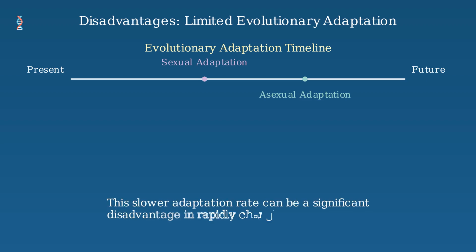This slower adaptation rate can be a significant disadvantage in rapidly changing environments, potentially leading to extinction if changes occur too quickly.